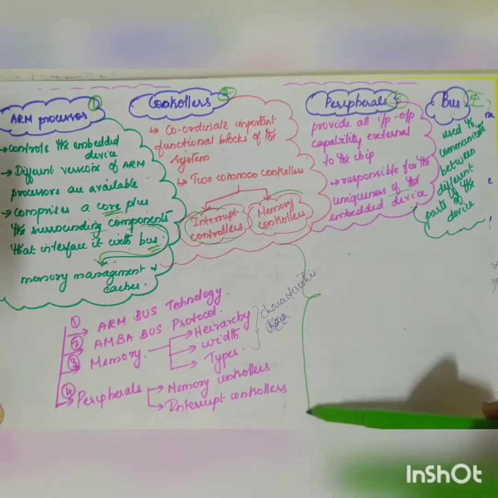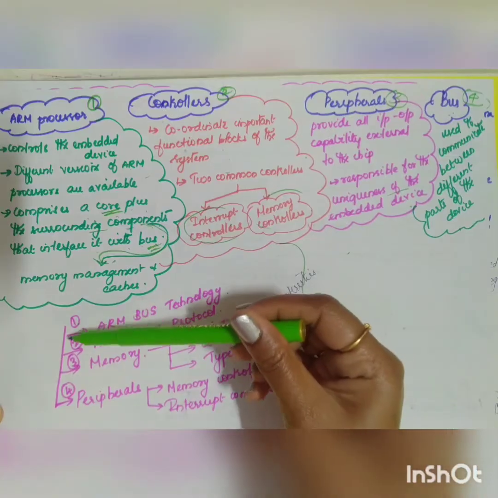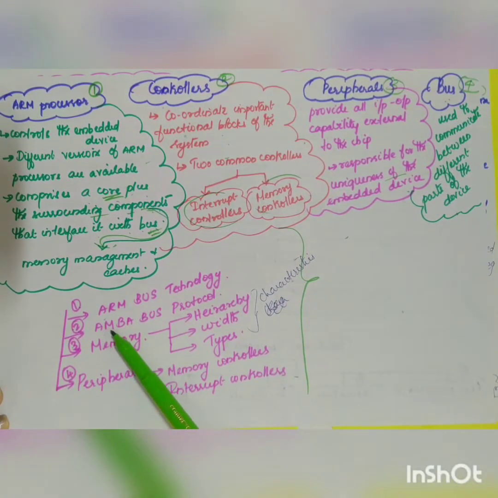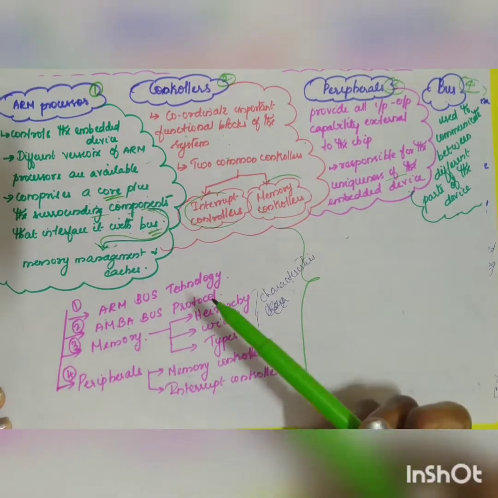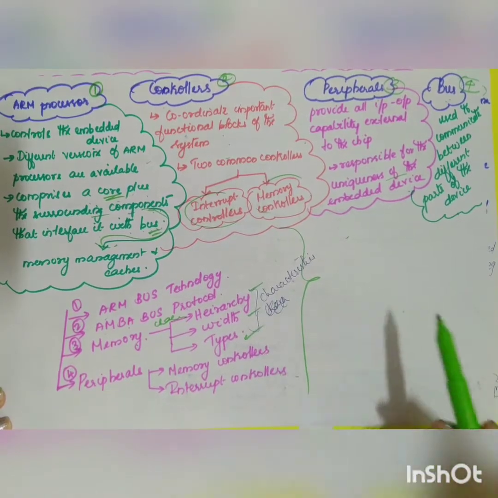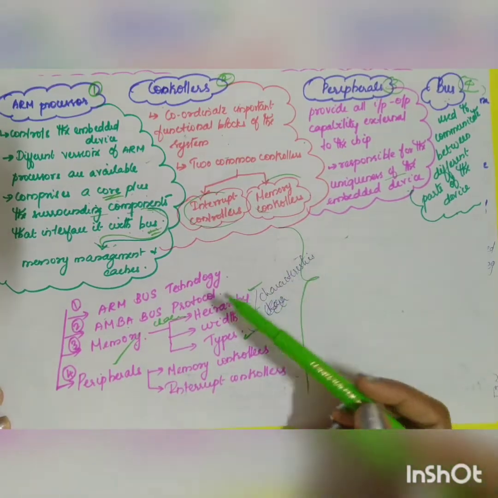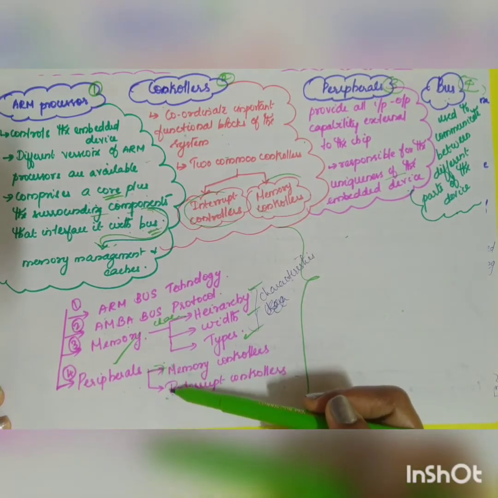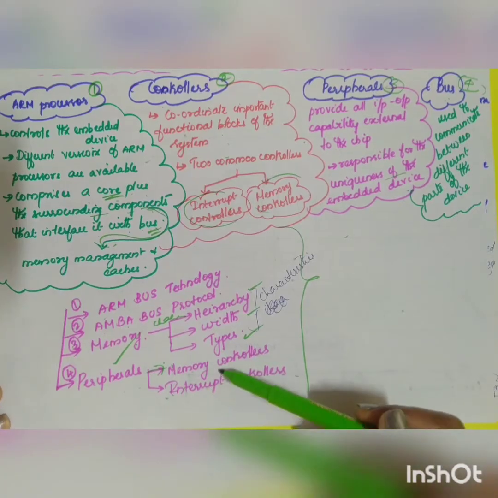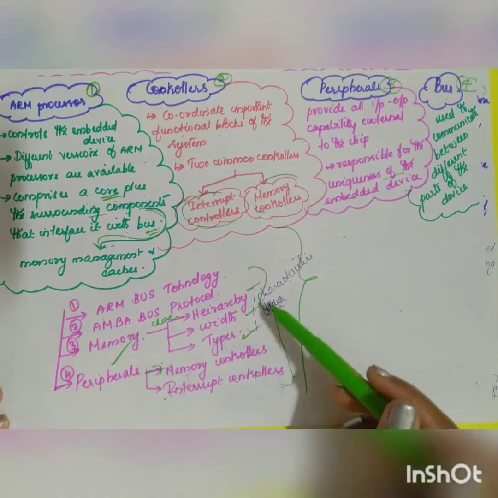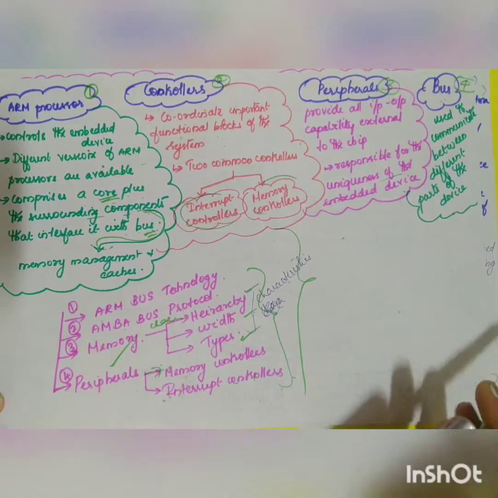Now you are going to study four different topics elaborately. First is ARM bus technology, and then the AMBA bus protocol. Then memory, under which you will study the different characteristics of memory: hierarchy, width, and types. The last topic is peripherals. Under peripherals, you are going to study two specialized peripherals, which are the controllers: the memory controller and the interrupt controller. In detail, you have to write these points for these different topics.